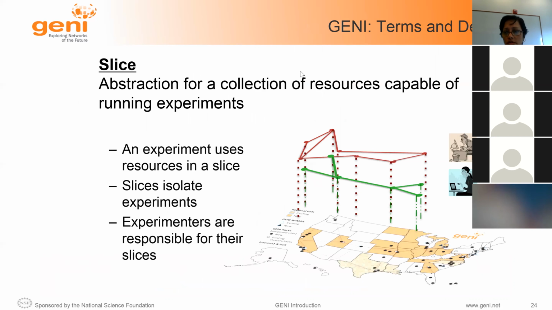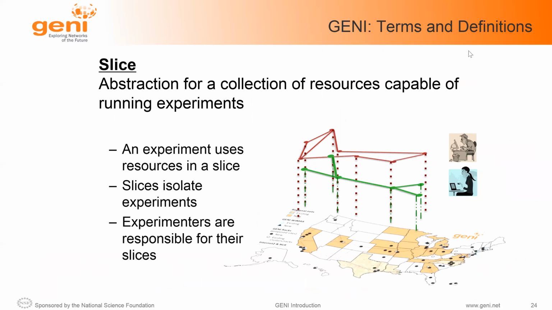So in terms of GENI terms and definitions, we did talk about slice quite some, using the same picture that you see. An experiment uses resources in a slice. So whenever you think of a slice, it's your particular experiment. And each slice is isolated within the GENI infrastructure. So even if you create two slices using resources in the same aggregates, they're still separate experiments.